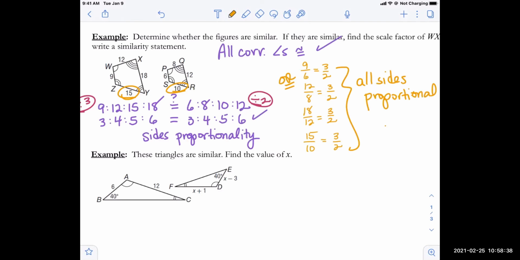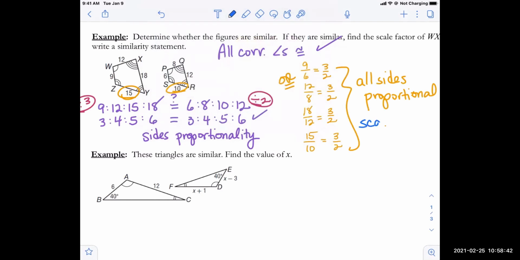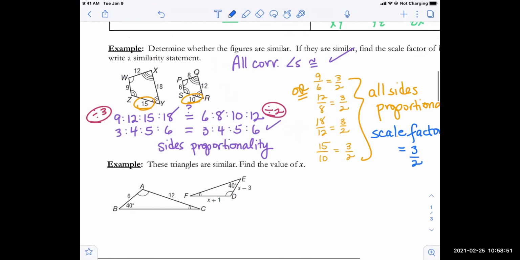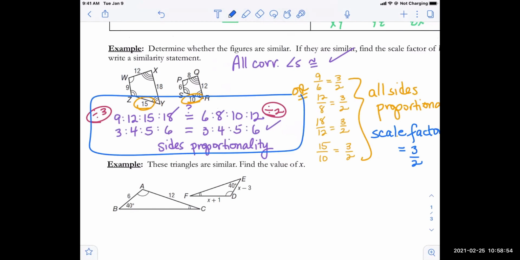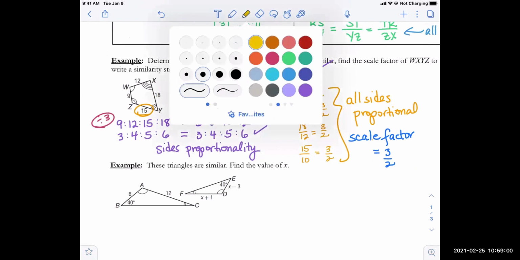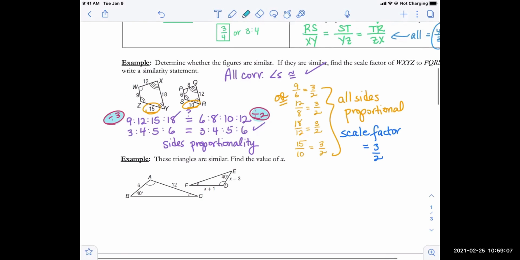3 to 2. Okay, so what we're doing is checking if there is a common ratio, which would be your scale factor. Your scale factor would be 3 to 2. If you do it this way, do you see where your scale factor comes from? It's what you divided out, right? 3 over 2, that's your scale factor. So those are two ways you can check the proportionality.